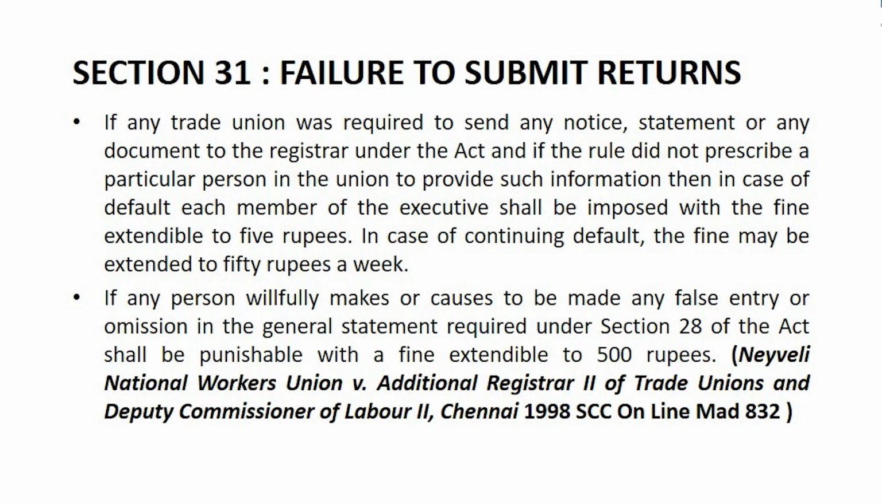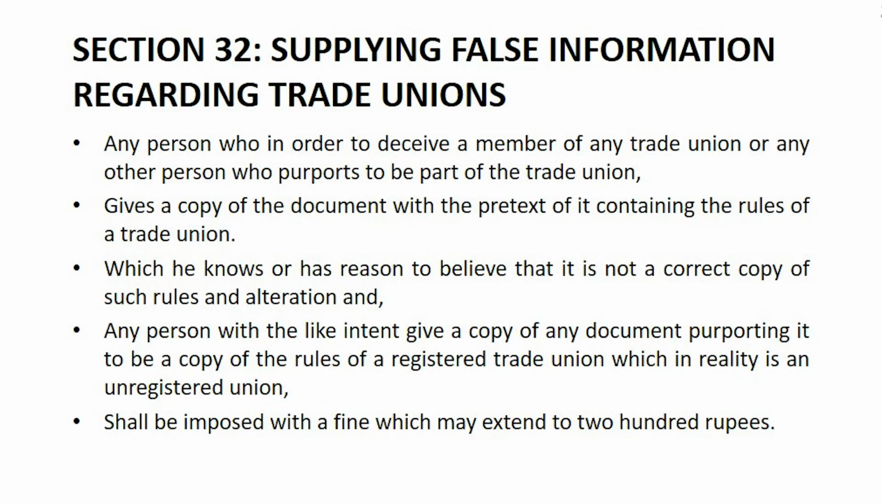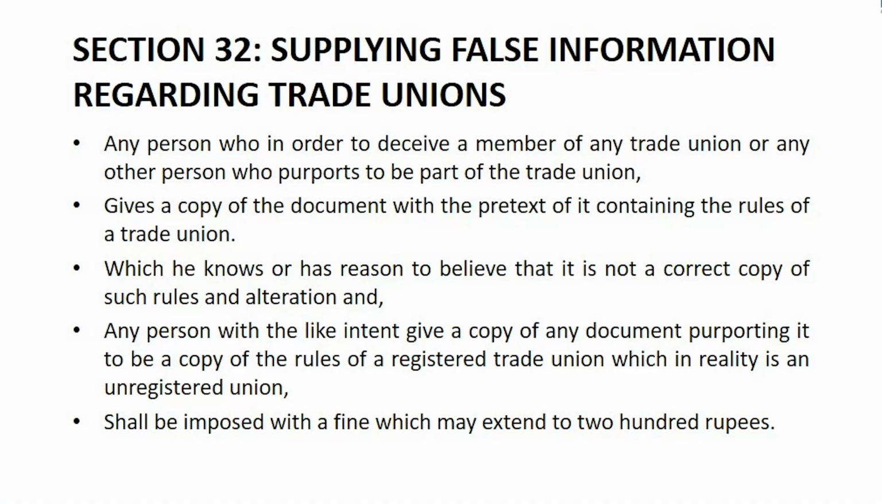And if any person willfully makes a false entry or omission in the general statement which has been required in section 28 of this act, he shall be punishable with a fine extendable to 500 rupees. See, this is why the labor functions cannot work to that extent. And if someone has supplied false information regarding the trade union, then in that case the person would be responsible, and the fine that can be imposed for this kind of act would be 200 rupees.